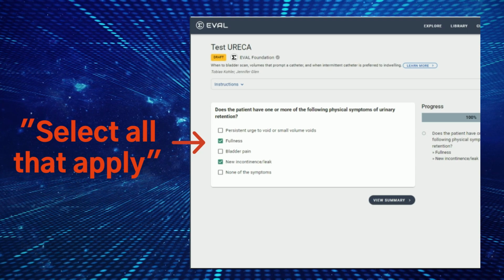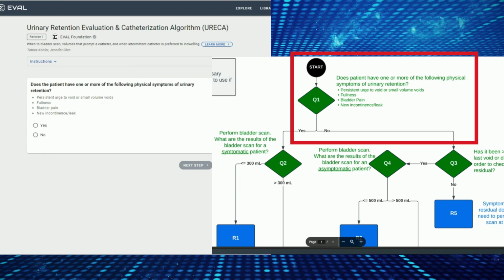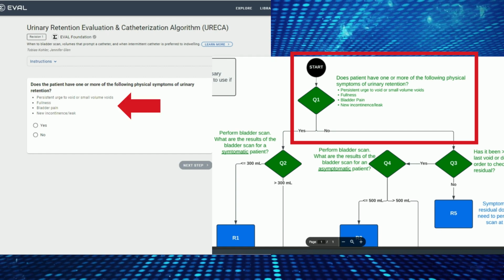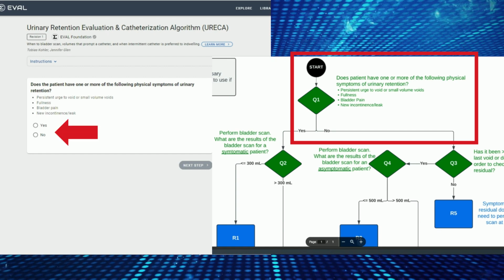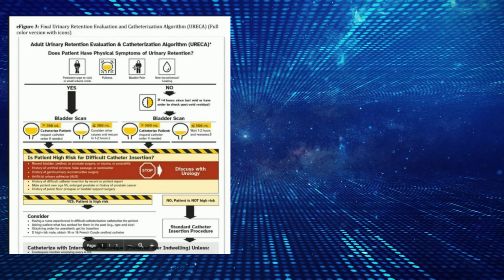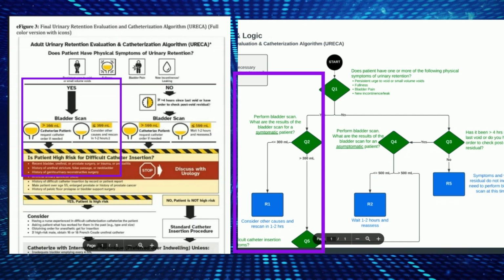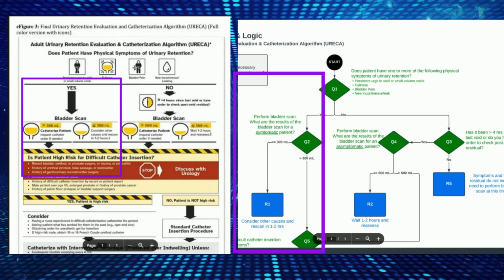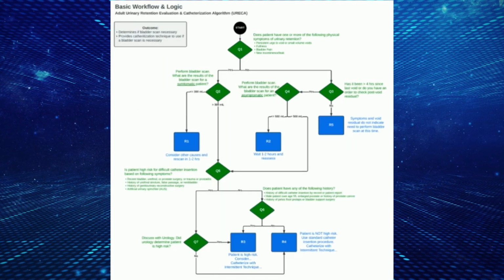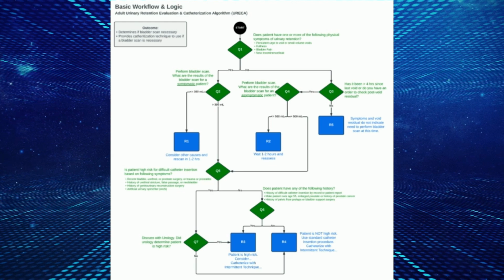So in this situation, it was quite easy to pose the question for this app workflow as, does the patient have one or more of the following physical symptoms of urinary retention? In the description of the question, we'll list the 4, and it'll be a yes or no. If the patient has those symptoms, they'll go on to the left side of the algorithm, where they're asked to conduct the bladder scan. This is a great example of how the logic is kept simple and it's easy for the user to click either yes or no.